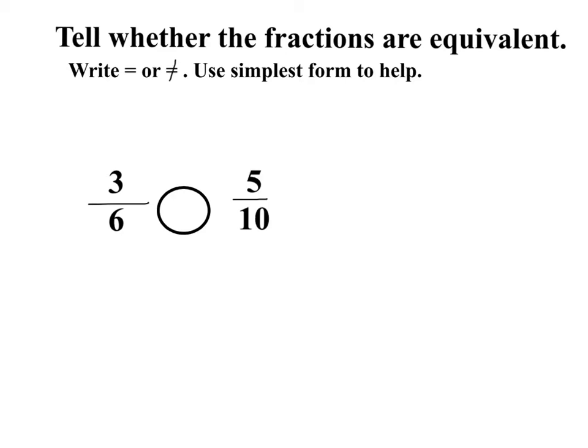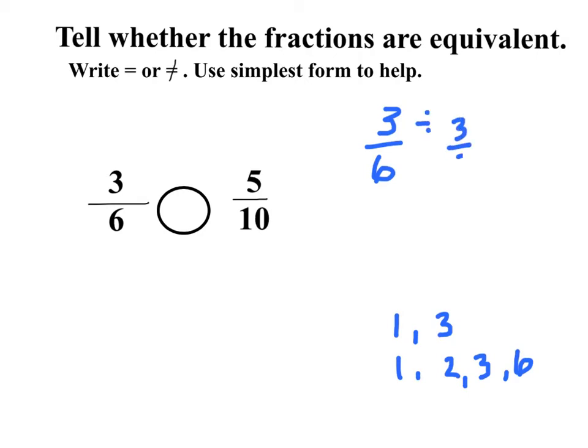So I'm going to start off by simplifying 3/6. I know my factors for 3 are 1 and 3. My factors for 6 are 1 and 6, 2 and 3. So my greatest common factor for 3/6 would be 3. So I'm going to divide my numerator and denominator both by 3, and I get 1/2, because 6 divided by 3 is 2 and 3 divided by 3 is 1. So I can say 3/6 equals 1/2.